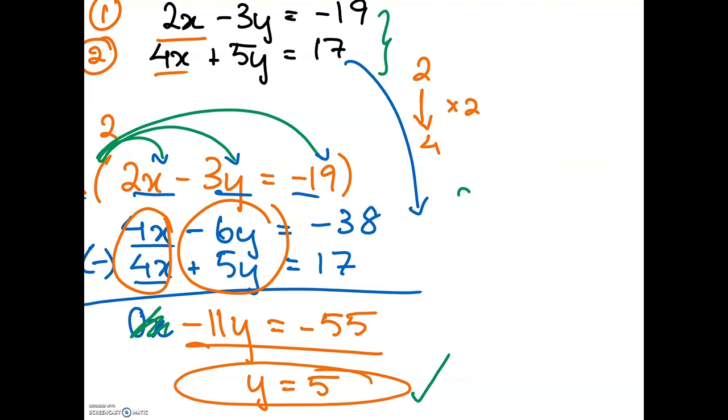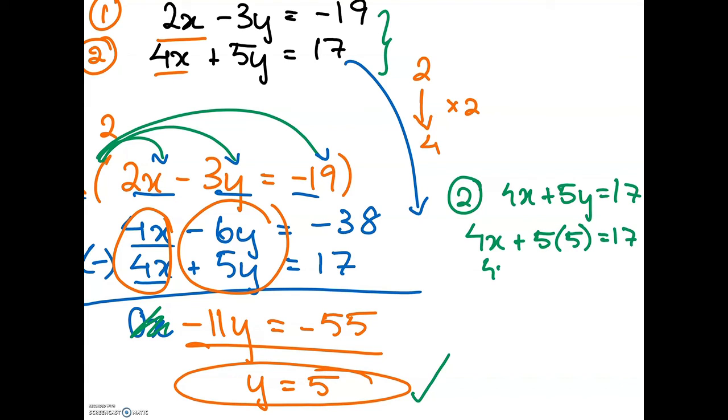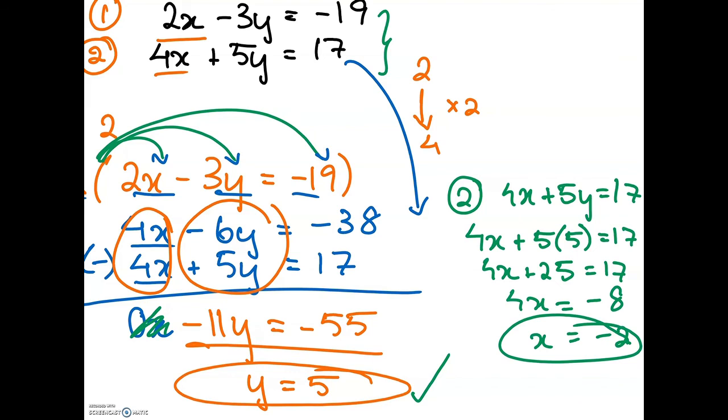So let's do it into equation 2. Equation 2 is 4x plus 5y is equal to 17. If you substitute y is equal to 5, you'll get 4x plus 5 times 5, which is equal to 17. So 4x plus 25 is equal to 17. Subtract 25, you'll get negative 8. And divide both sides by 4, you'll get negative 2. So that means x is equal to negative 2. X is equal to negative 2.